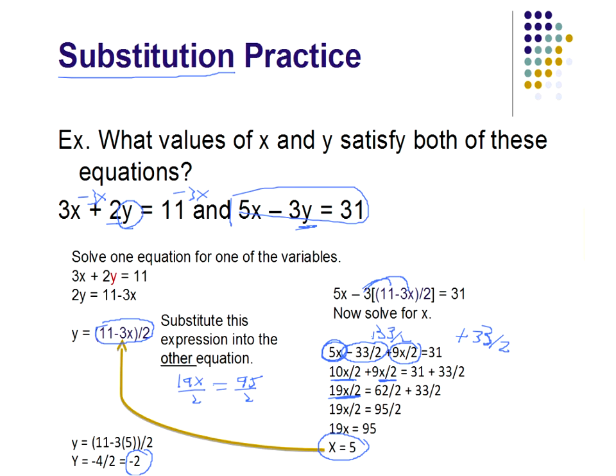If I plug in x equals 5 right here and y equals negative 2 right here, I'm going to get 11 equals 11. And at the same time, I can plug x equals 5 right here and y equals negative 2 right here, and I'll get 31 equals 31. These two values give me true statements in both equations. And so this is substitution. You solve one equation for one of the variables, you substitute it into the other, and solve that equation. Make sure you solve for both values of x and y.